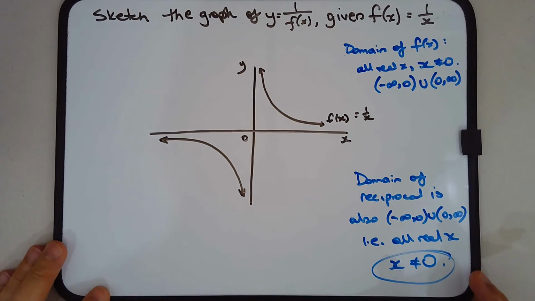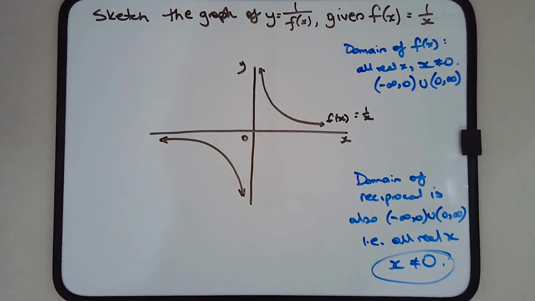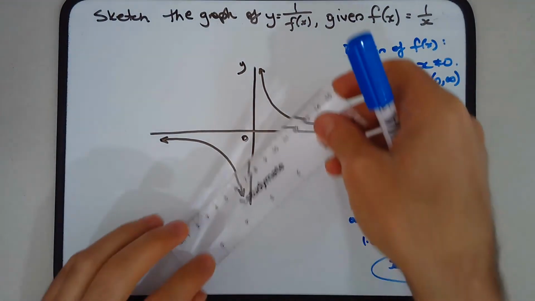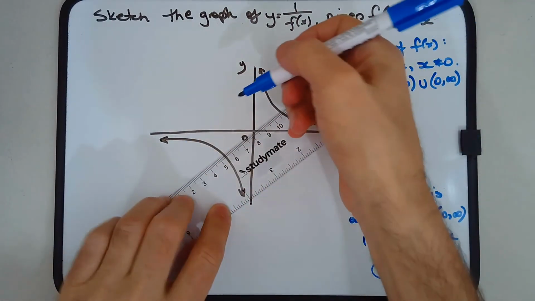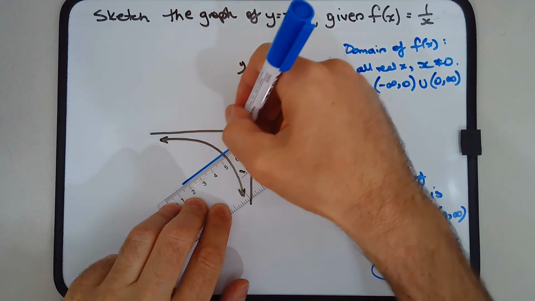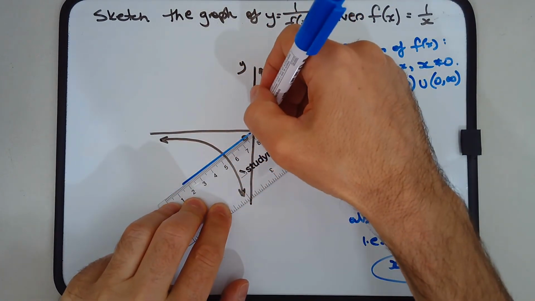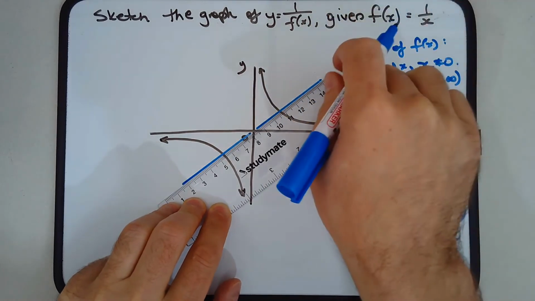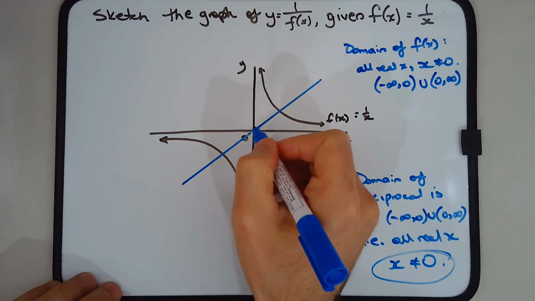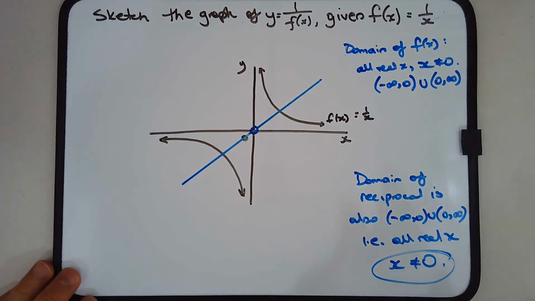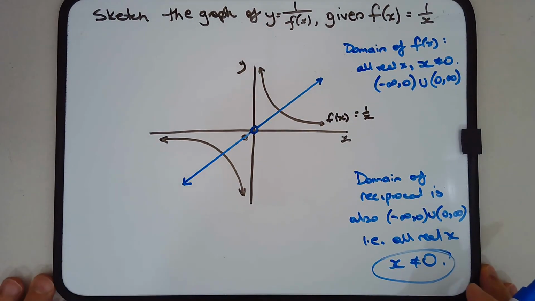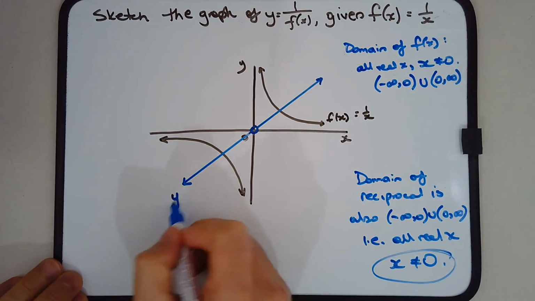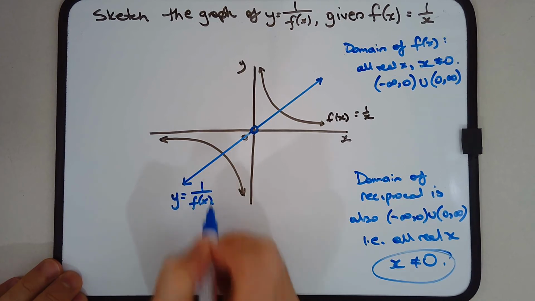So how do we show this on the same set of axes? We know that it's going to be the line y equals x. So I might just grab a ruler to make it a bit easier. So you actually have to miss the origin. But in its place, I'm going to put an open circle. And this would be the graph of y equals 1 on f of x.